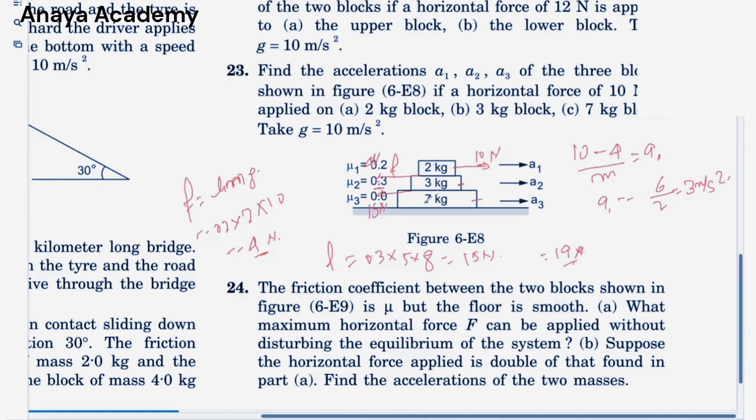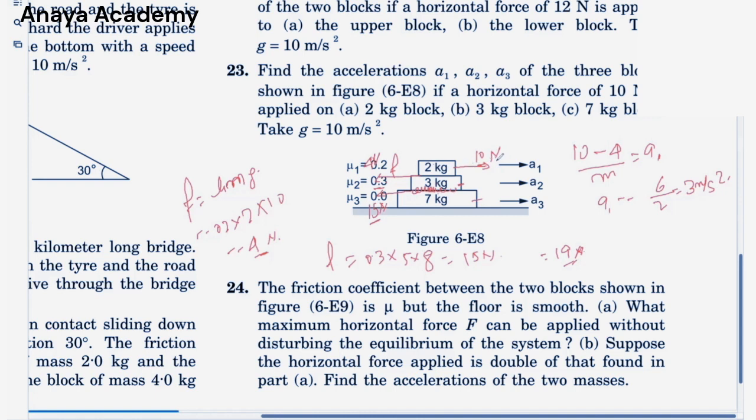So will the lower blocks move? Never, because friction is greater than the applied force. The backward force is 19 Newton and the applied force is 10 Newton. So ultimately the block will not move. Basically your 15 Newton will act at this point as a glue.